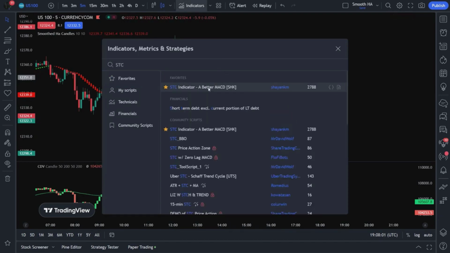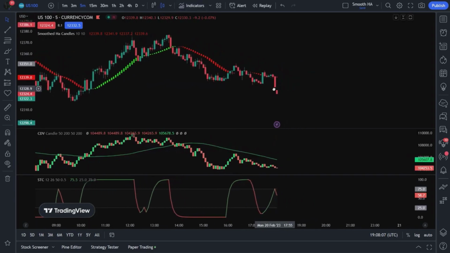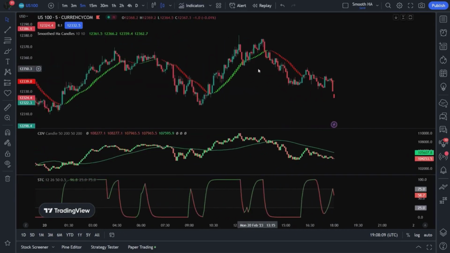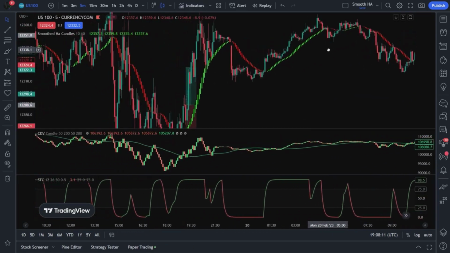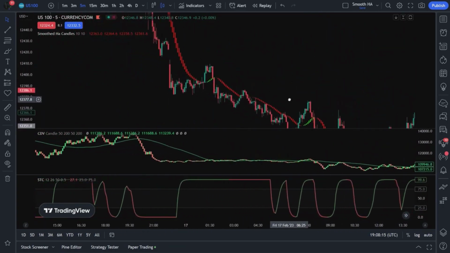Head over to Indicators one last time and add the STC indicator, a better MACD, created by Cheyenne KM. This indicator is like an ordinary MACD, but has built-in moving average data to help with accuracy. The settings do not need to be adjusted.